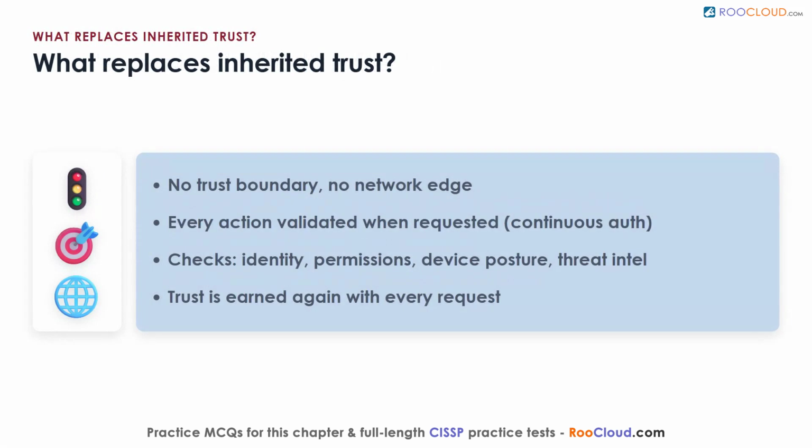So what does zero trust replace that trust with? Constant verification. Zero trust assumes there is no trust boundary and no network edge at all. Every single action is validated at the moment it is requested as part of continuous authentication. Nothing is waved through just because of where it came from. Before access is granted, the system checks a bundle of signals, like identity, permissions, the device's configuration and security posture, and current threat intelligence. Trust is never granted once and kept. It is earned again with every request.